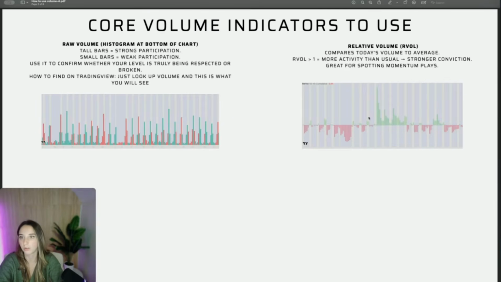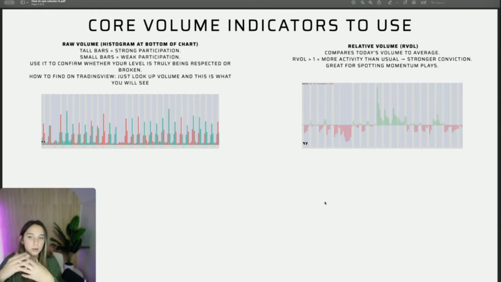So just quickly going over some core volume indicators that you can use. These two are not my favorites, personally. But we have raw volume, which is the histogram at the bottom. A lot of you guys see this. If you open up your TradingView chart or any charts that you use, you'll see this little histogram. The tall bars are strong participation. The small ones are weak volume, weak participation. So you can use it to confirm whether your level is truly being respected or broken. And then all you have to look up is raw volume on TradingView to find it, and I will explain to you why I don't like this indicator. It really doesn't give you that much clarity into how much volume is currently being traded.